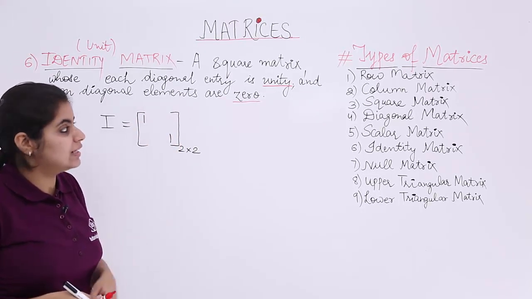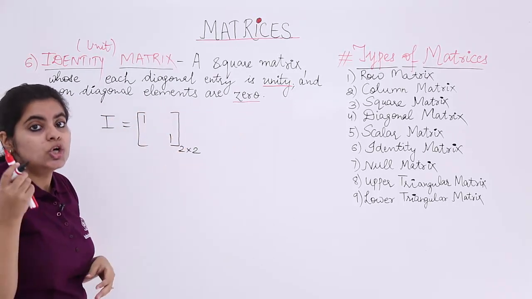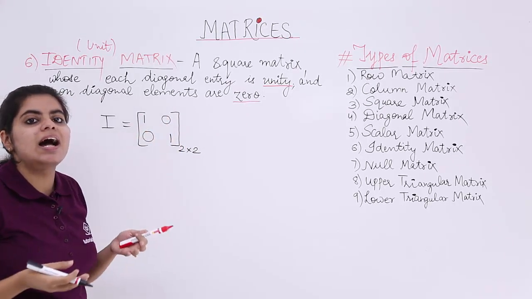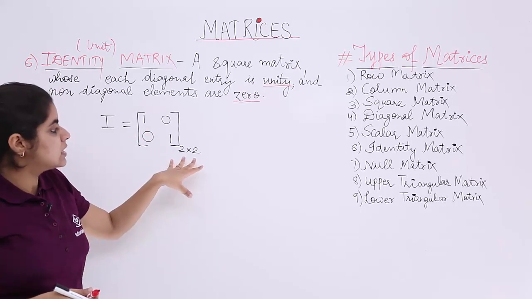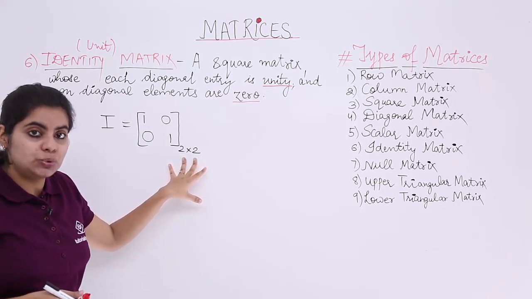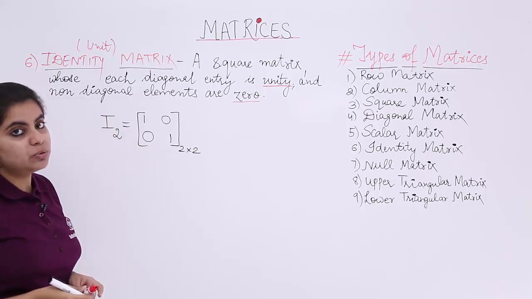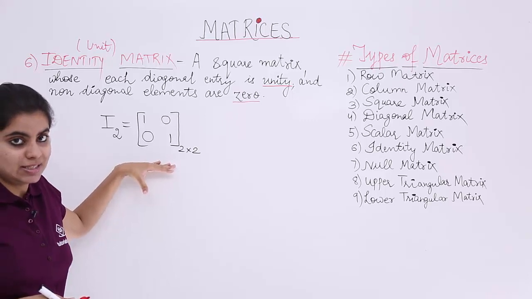And what about non-diagonal entries? The non-diagonal elements are 0. This is the I matrix, unit matrix or identity matrix. Since this matrix was of the order 2, we will write I2. Wherever you find I2, it is basically equal to [1 0; 0 1], as in this case.